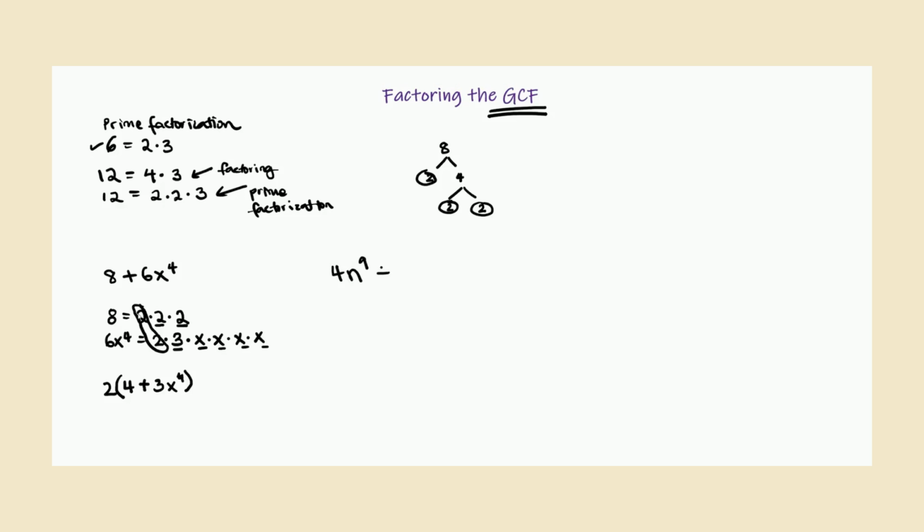4n to the 9th plus 12n. Now here, it's obvious that these two are divisible by 2. But is 2 the GCF? Probably not. Let's check. So for 4, we know that can be broken down as 2 times 2. And then n to the 9th is just n times itself 9 times. So 4n to the 9th is 2 times 2, and n 9 times.